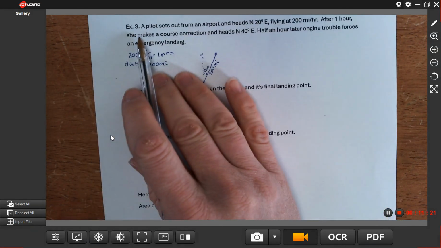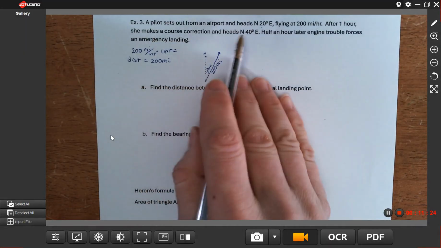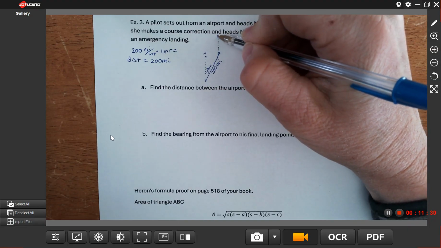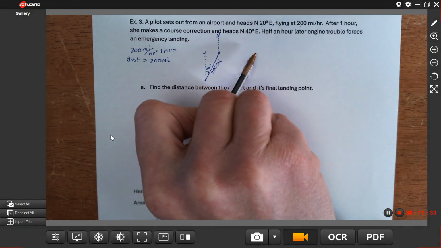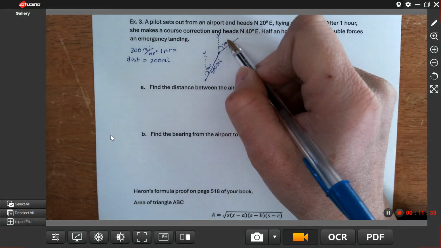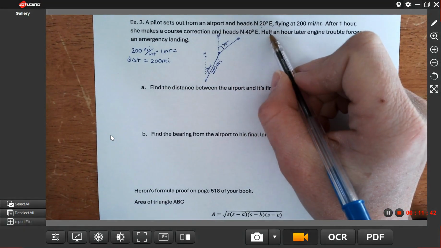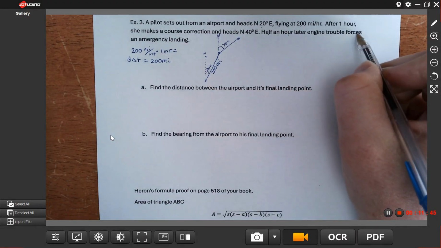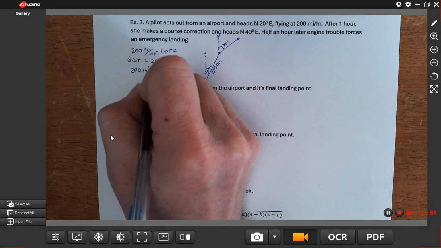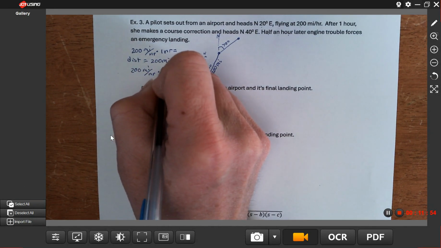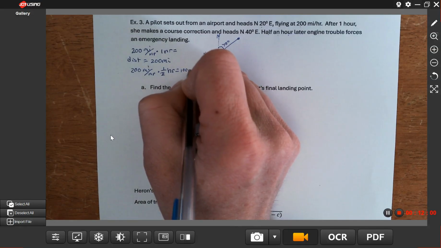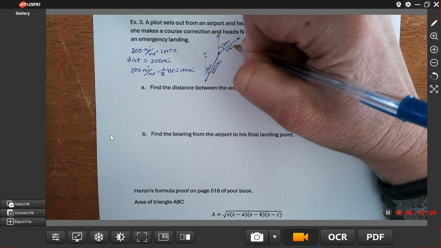All right. After an hour, she makes a course correction, so she's turning her direction and heads north 40 degrees east. So I'm going to draw in my dotted north line here, and she's tilting farther to the east. So she's going to be going 40 degrees toward the east. And half an hour later, she's making an emergency landing. So she goes at 200 miles per hour for half an hour. So that distance would be 100 miles. So this is going to be 100 miles.